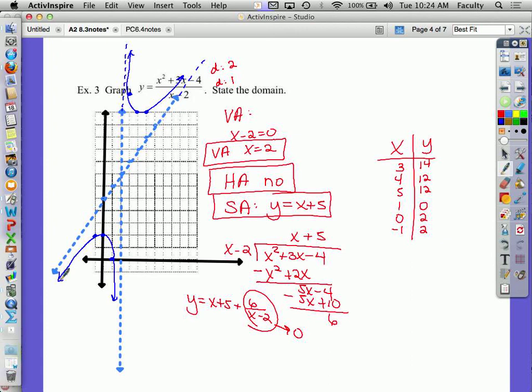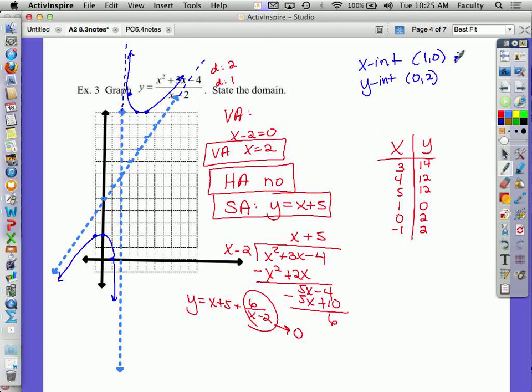So I have the vertical asymptote. I put down, please make sure you write down there's no horizontal asymptote. The slant asymptote is y equals x plus 5. I have a table. Now, let's do the x-intercept. I've got one at (1, 0), but it looks like it hits again, doesn't it? And so we're going to have to find that one. The y-intercept was at (0, 2).